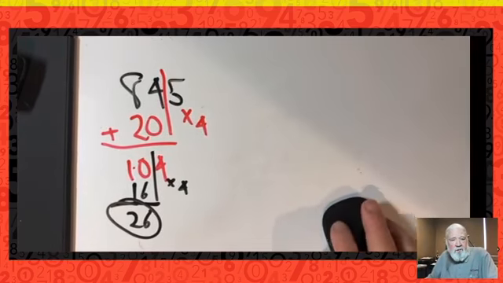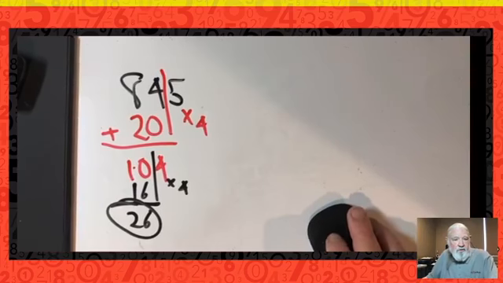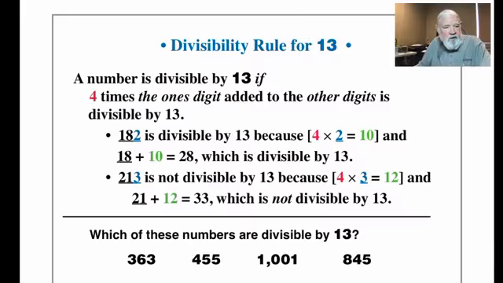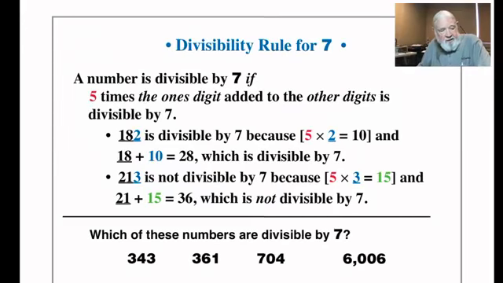We saw that the rules for 2, 4, and 8 kind of formed a group, and the rules for 7 and 13 kind of do as well, because what we're doing is we're multiplying the ones digit by something specific, adding it on to what's in front, and then seeing if our number in question goes into that number. That is, is it a factor?